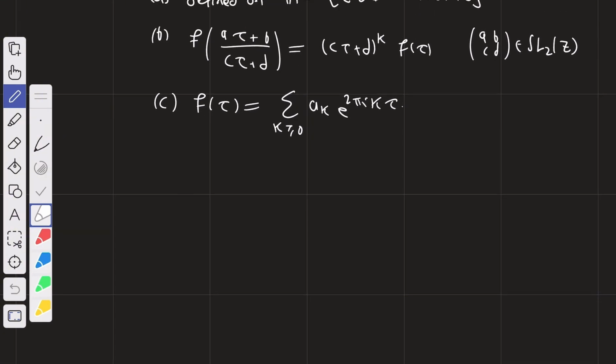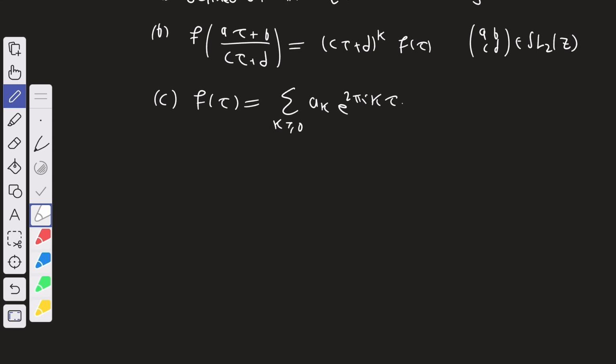So back to elliptic functions and the construction of an elliptic function. To be able to construct a first example of an elliptic function, we will need to study some of its properties. So here's a definition.